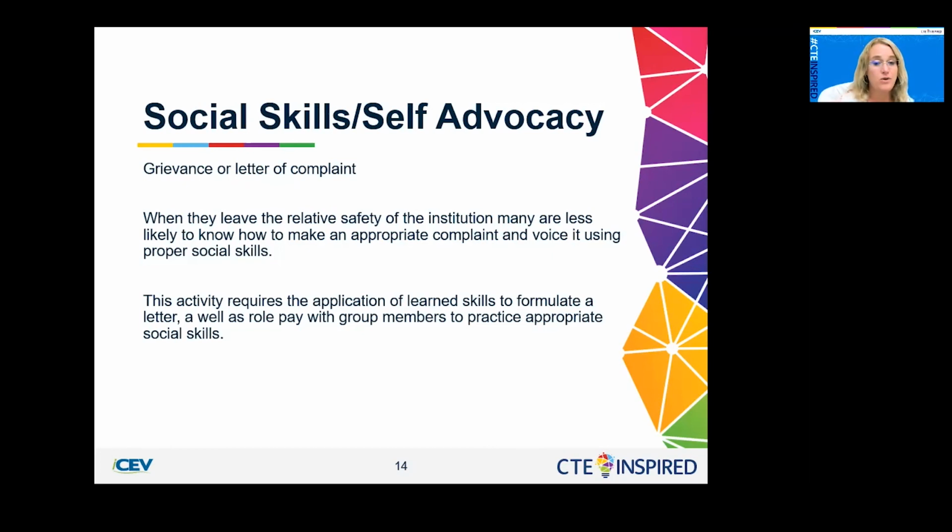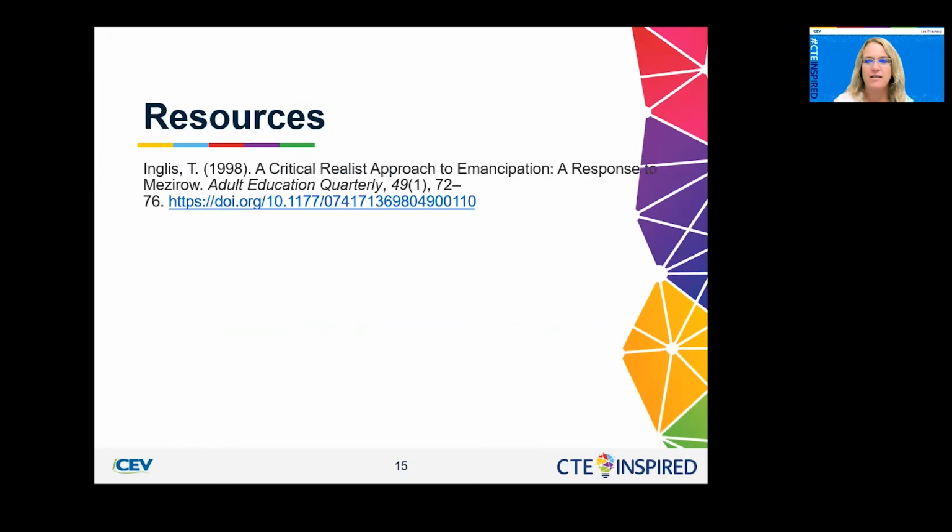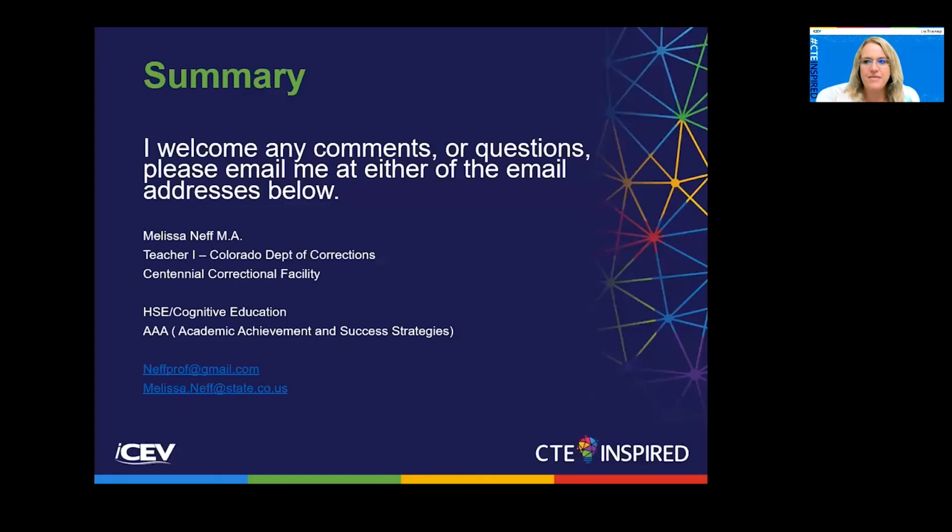And again, I will share that information as well for you to take a look at in resources for this workshop. This is where I found some of my information about Mezirow's adult learning theory. So I just wanted to share that if you'd like to take a look at that journal article.